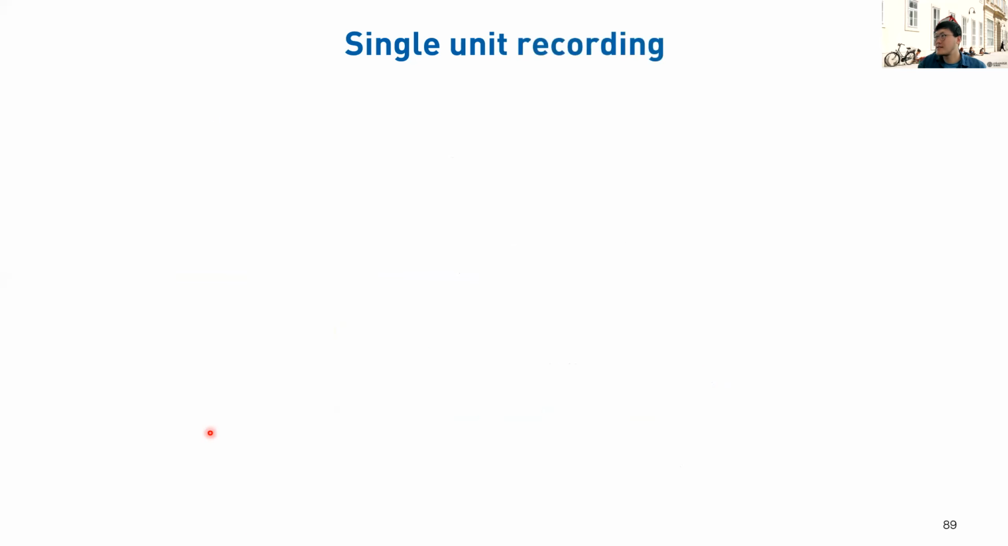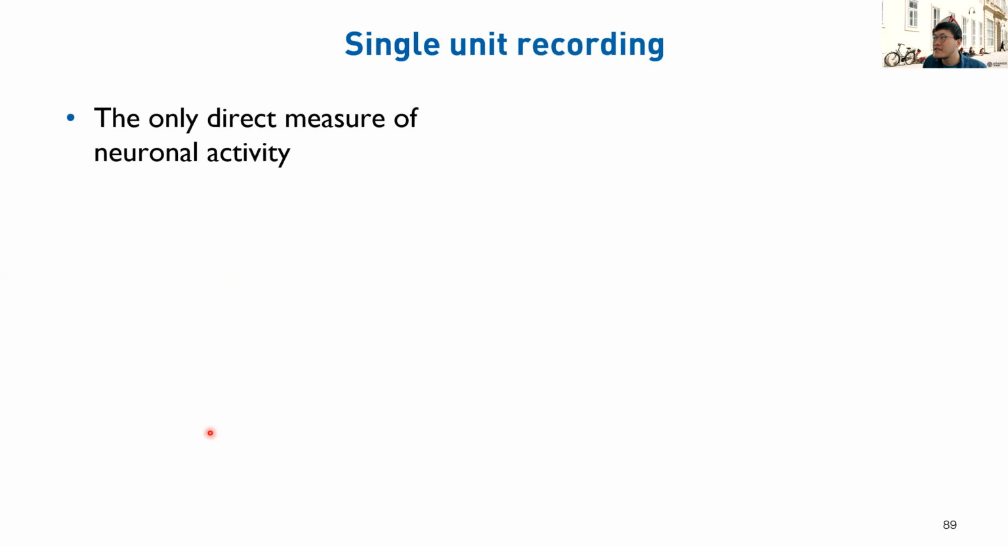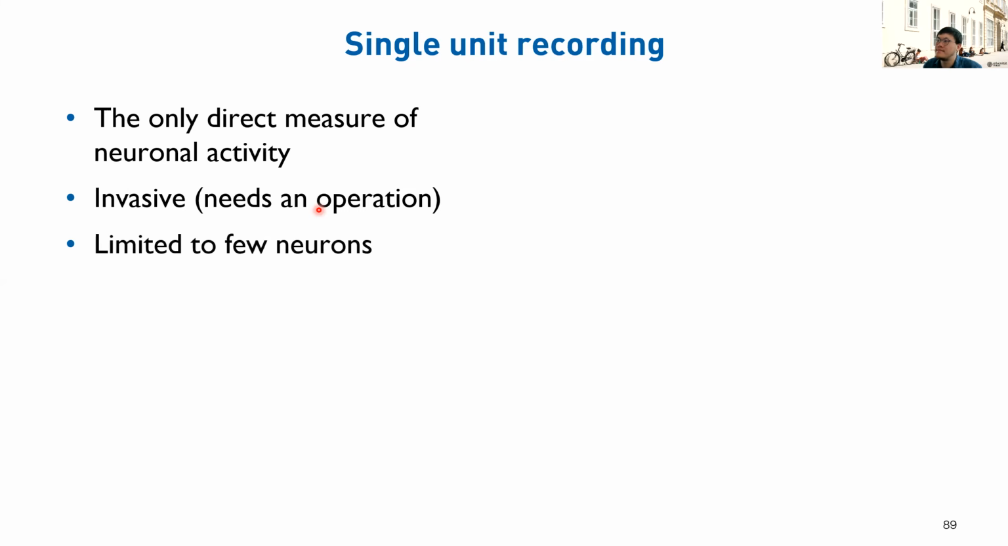Okay, so 5 minutes left. I won't finish everything. Let me just finish this. Some advantages and disadvantages of single neuron recording. This is the only direct measurement of neuronal activity. Really, you directly measure the neural activity of the brain in animals or in human patients. It's invasive, obviously. You need an operation to attach electrodes onto the brain. And it is a little bit limited in spatial resolution.